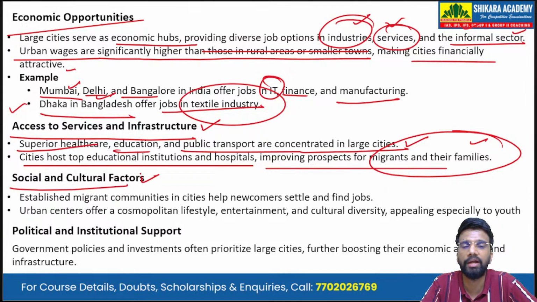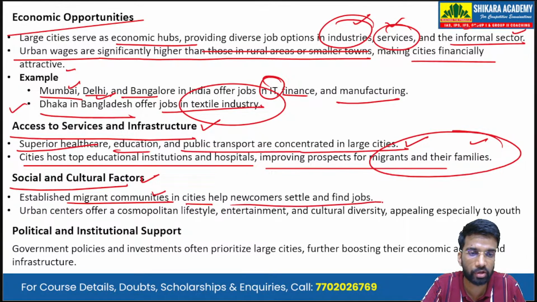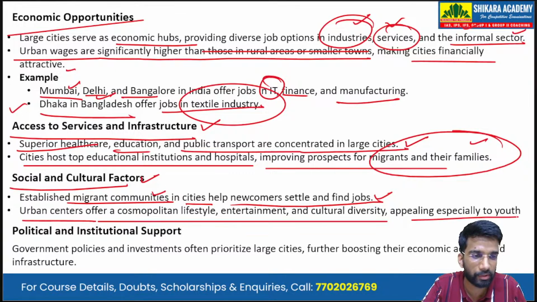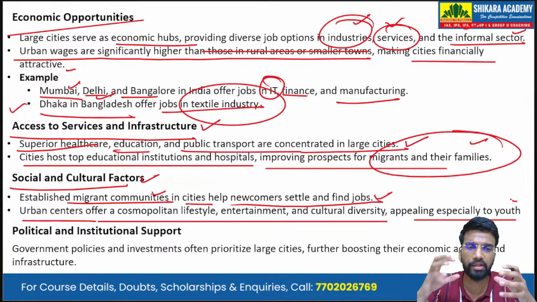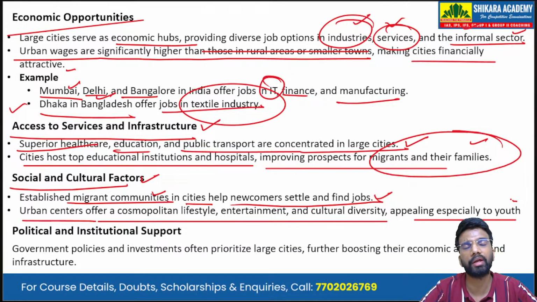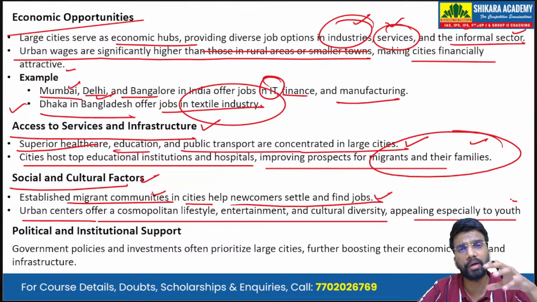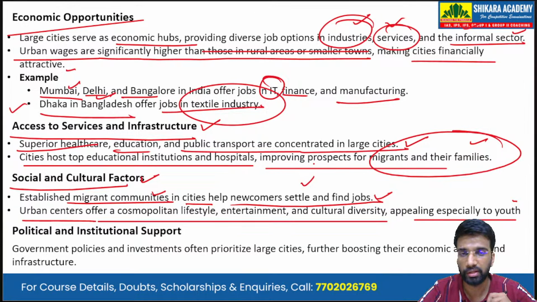Then there are social and cultural factors. Established migrant communities in cities help newcomers settle and find jobs. Urban centers offer a cosmopolitan lifestyle, entertainment, and cultural diversity, appealing especially to the youth. So if there is a large migrant population in a city, that population will help the newcomers, new migrants coming from their own community, to settle and find jobs in the city.